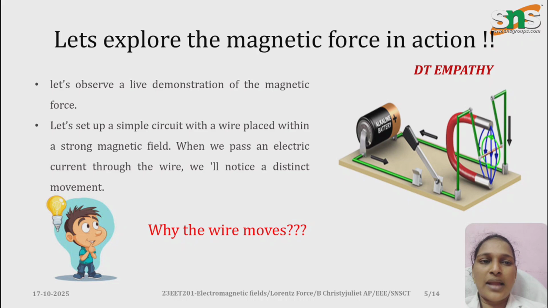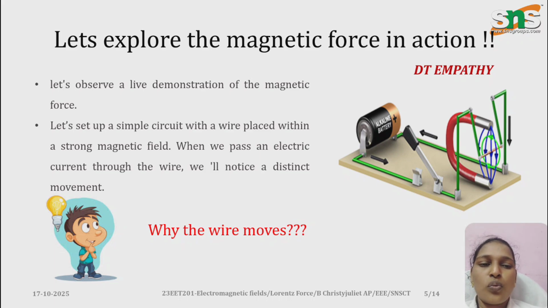Let's have a live demonstration of this magnetic force. You can easily set up this live demonstration at your premises itself. Consider a simple circuit in which a wire is placed within a strong magnetic field. Take a magnet, place a conductor or a wire as shown in the figure, and connect a battery to the wire. When we pass an electric current through the wire, we will notice a distinct movement. A movement in the wire is clearly observed.